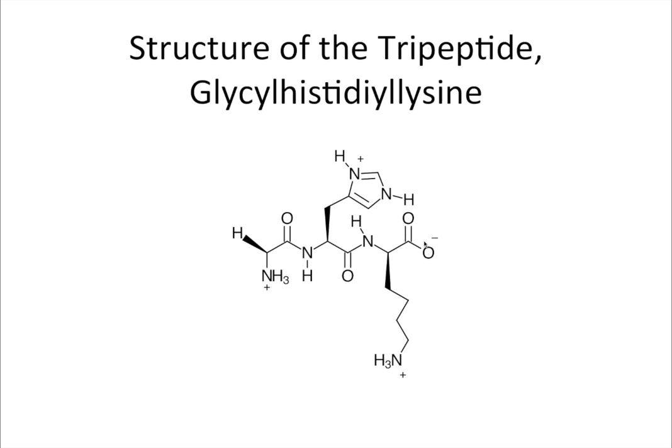So that's how it's drawn, and then you name it by going from left to right, using the names of the amino acids. But you truncate them, so instead of glycine, you have glyc, and then you add yl to the end of them for all of them except for the last one. The last one, lysine, you use the actual name of the amino acid.